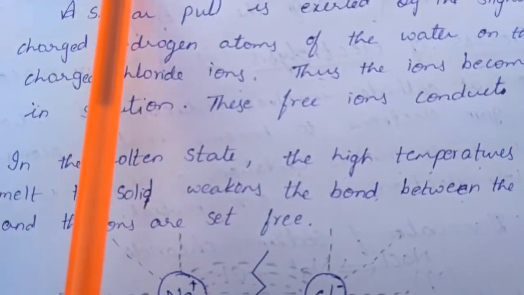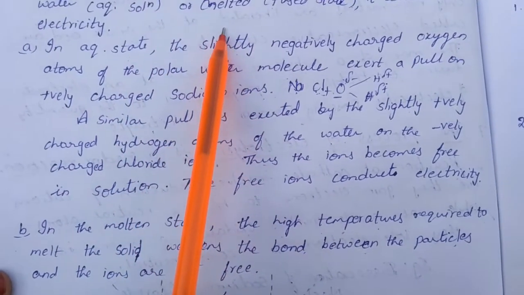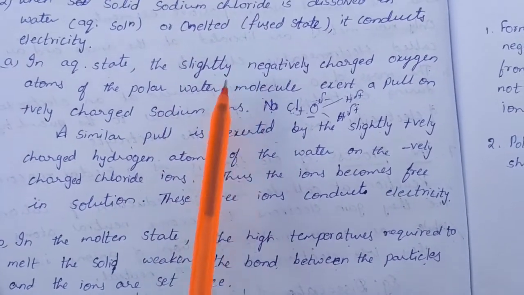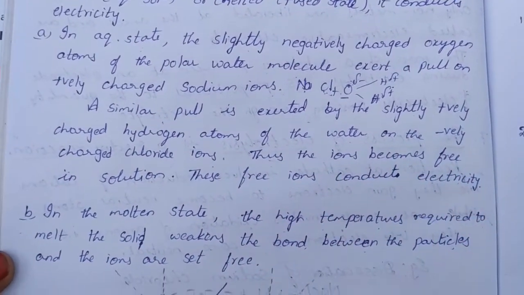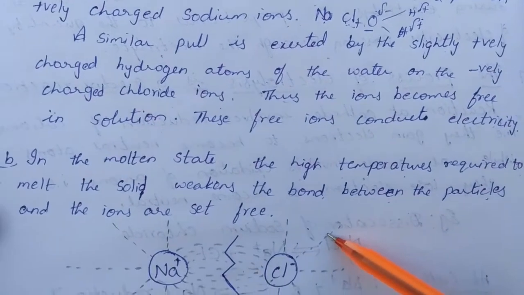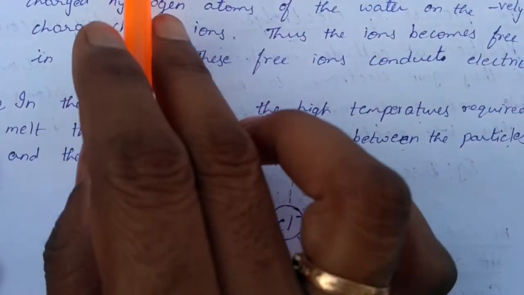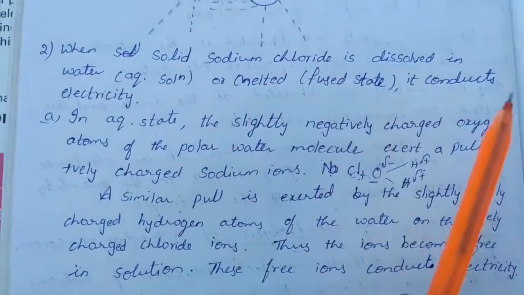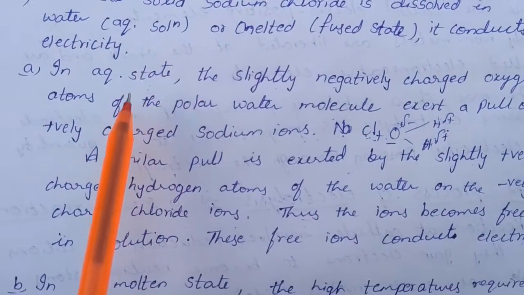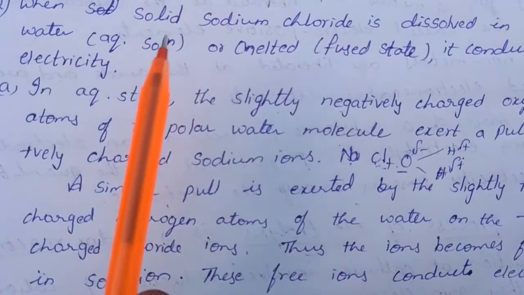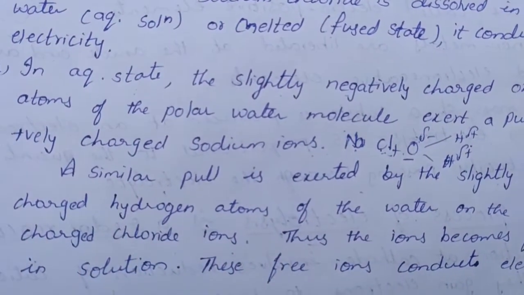So whenever sodium chloride is in the aqueous state or in the molten state, electrolysis will take place. Whenever it is in the solid state, solid sodium chloride does not conduct electricity. Only the aqueous or melted sodium chloride will conduct electricity.